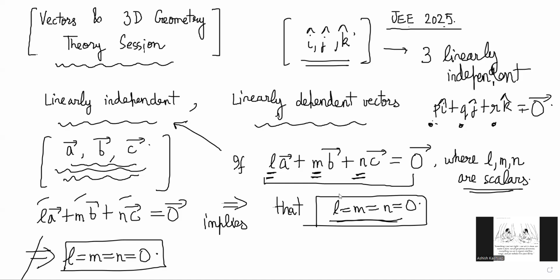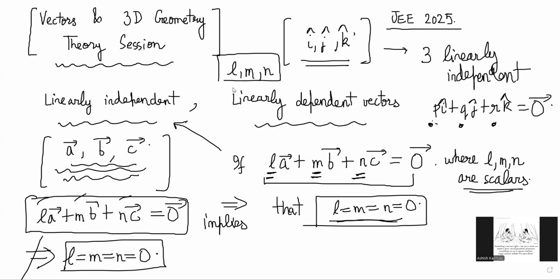Are you understanding what I'm saying? Yes, sir. All scalars don't have to be zero in this situation, right? So basically, what you said right now is for the linearly dependent vectors, right? Yes, for linearly dependent, if they are linearly dependent, then you can find some scalars L, M, N where not all of them are zero, and you can make LA plus MB plus NC equal to zero.